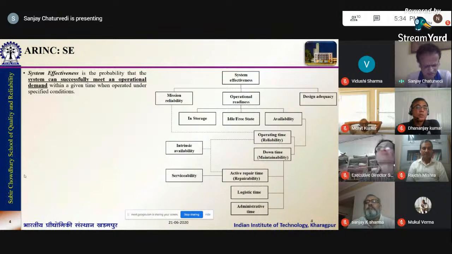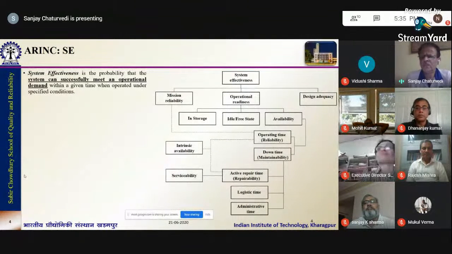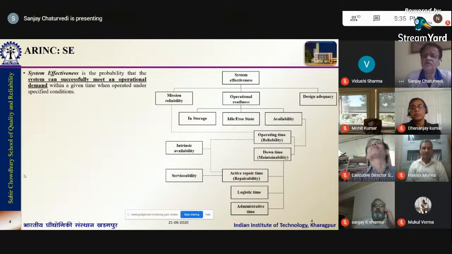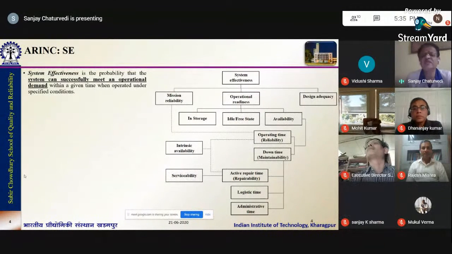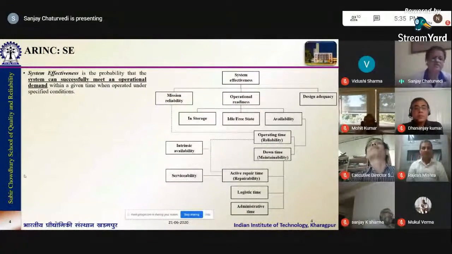It can also be said there is a technical system effectiveness and an operational system effectiveness. It depends on how you define system effectiveness. If you are concerned only with the inherent design, then it becomes technical system effectiveness. Where you add the utilization characteristics like maintenance, etc., it becomes operational system effectiveness. So it is a probabilistic measure.